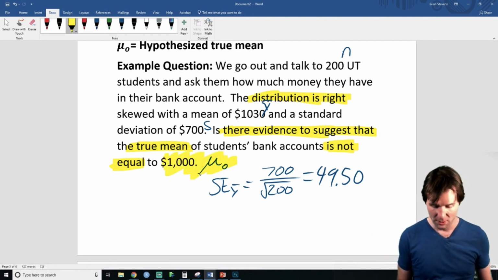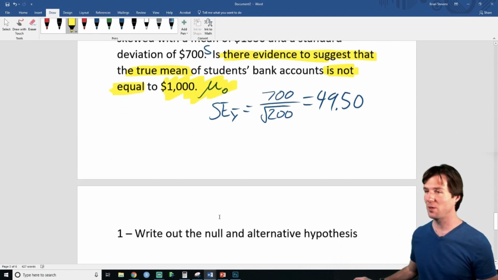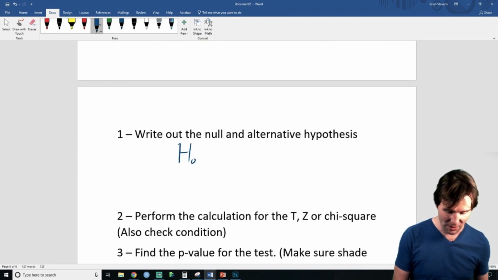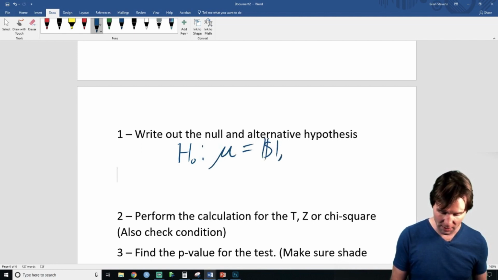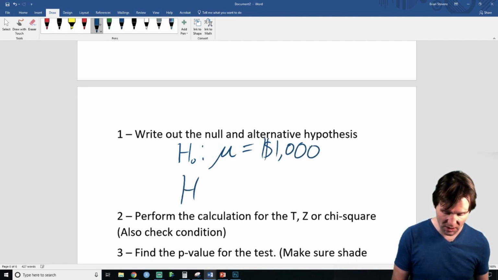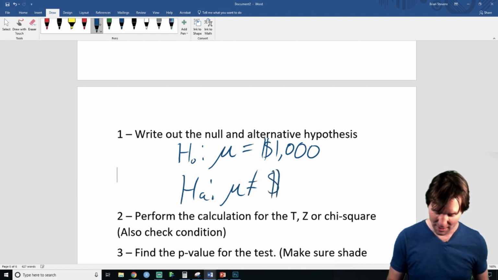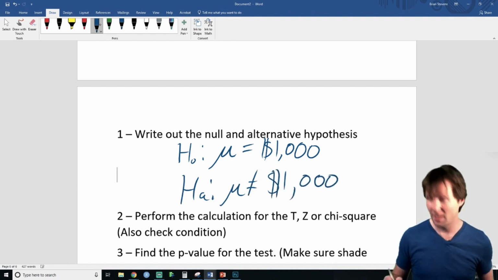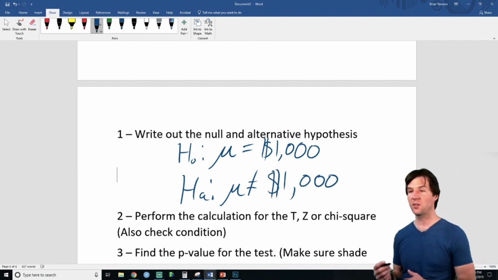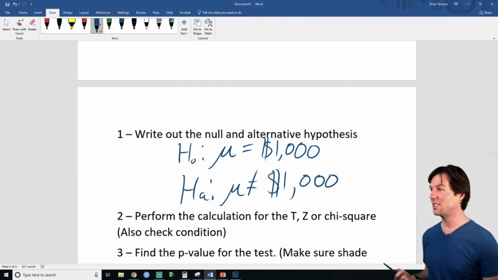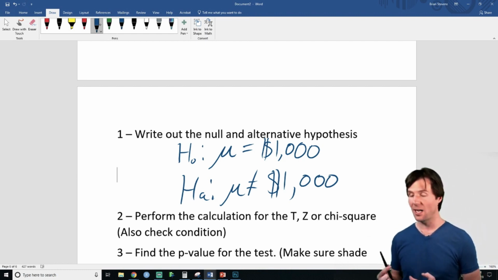Good job. The null hypothesis is that the true mean is equal to it, and you got it. Perfect answer in the chat. Great job. We have here the null states that the true mean of students' bank accounts is equal to $1,000. The alternative states that the true mean of students' bank accounts is, oh my gosh, not equal to. There we go. I was back doing the null again in my head. The null states that the true mean of bank accounts is equal to 1,000. Great job in the chat. And the alternative states that the true mean of students' bank accounts is not equal to.